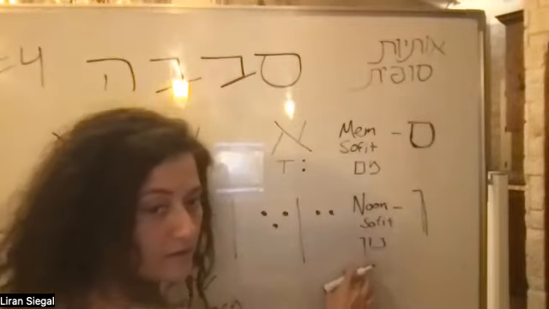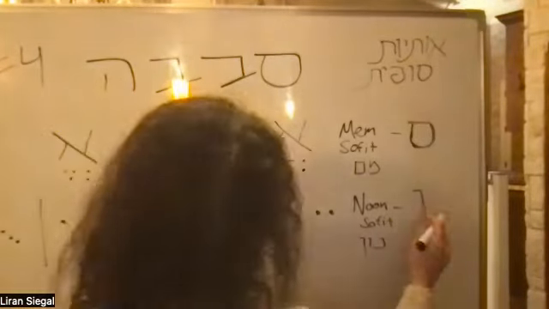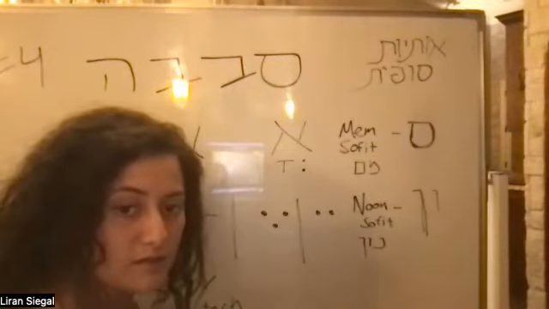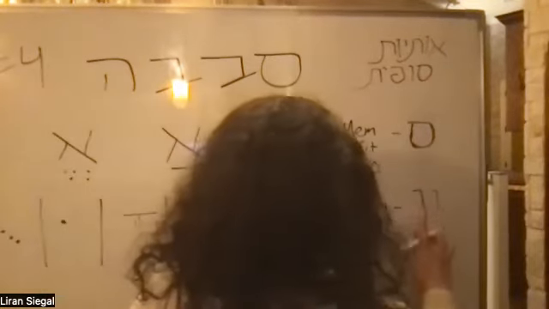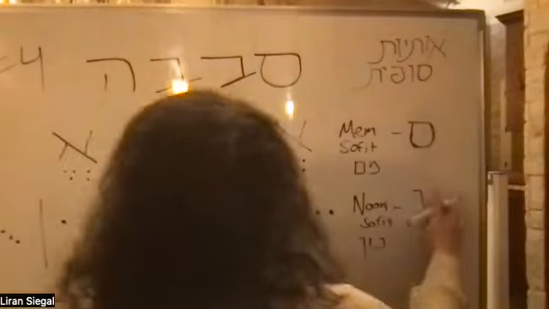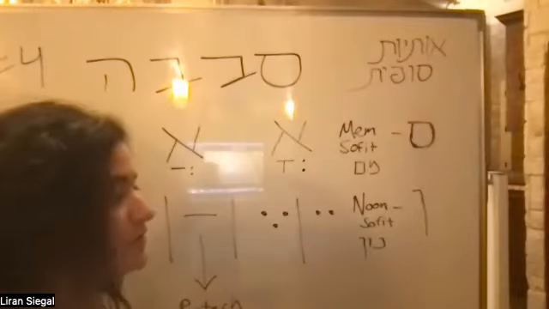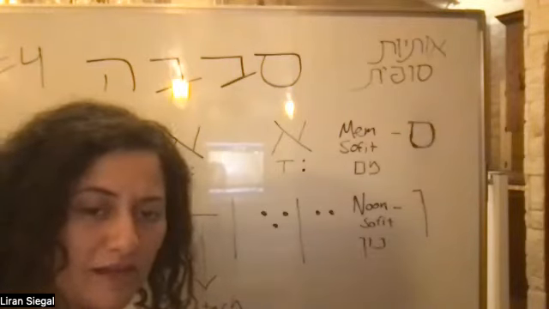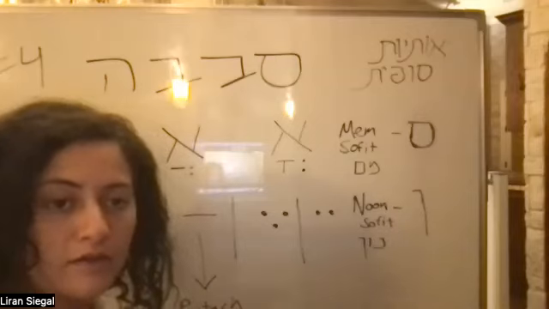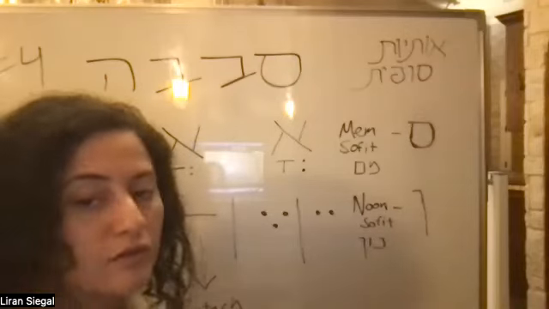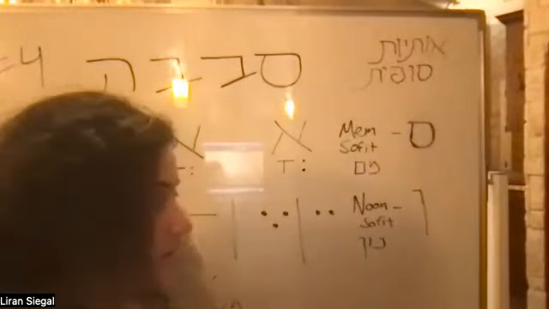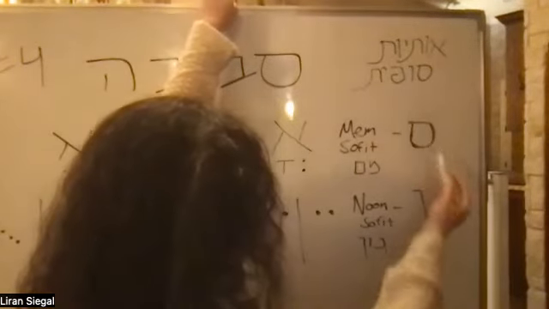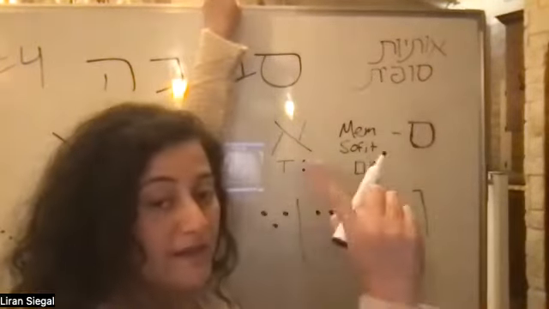You see that? Okay. So your vav would be in comparison like this, next to it. So it's double the length. Okay. Nun sofit. And then that's a bet. No, bet is just bet. There's no ending letter for bet. So you have mem sofit, then you have pay sofit.